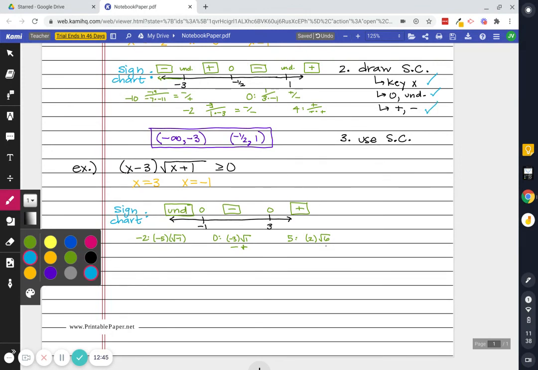Now I need to use my sign chart. This problem is asking me greater than or equal to 0. So that means I need zeros and positives. Well, first I see a 0 at negative 1. So I need the negative 1 in my answer. Before negative 1 is undefined, after negative 1 is negative. But I for sure need the negative 1. And then since I have the equal to part, I'm going to use the bracket on 3 and go forever to infinity.